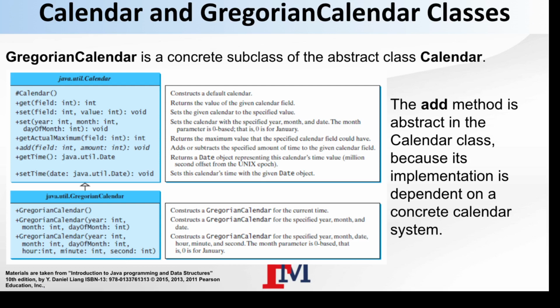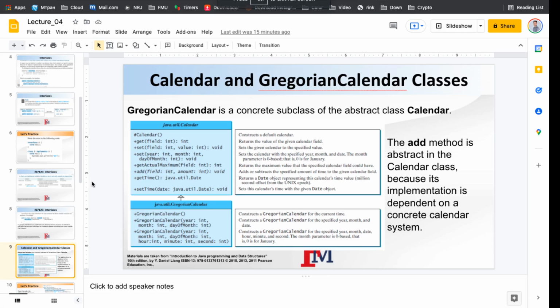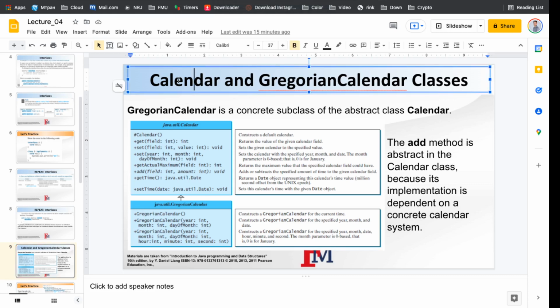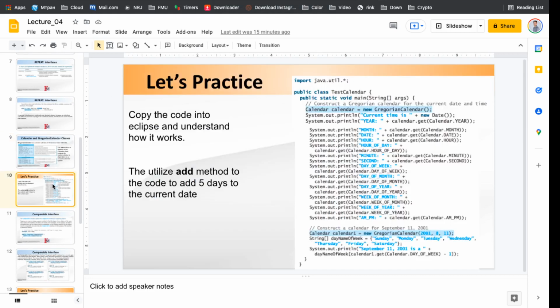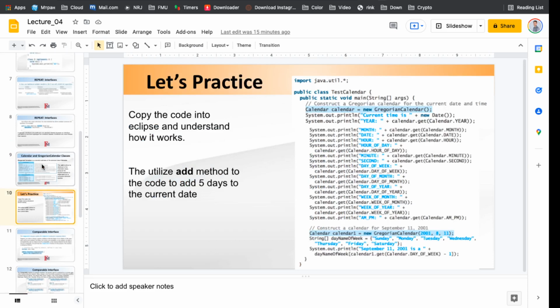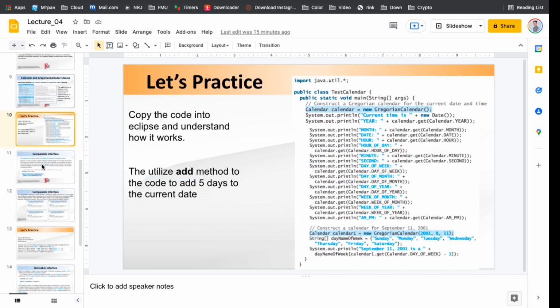Cool. Perfect. Again, two very good examples: Calendar and GregorianCalendar. Calendar is an abstract class. GregorianCalendar is a concrete class, which extends Calendar. So here's what I want you to practice with it. Please do that after you watch this video and take notes.